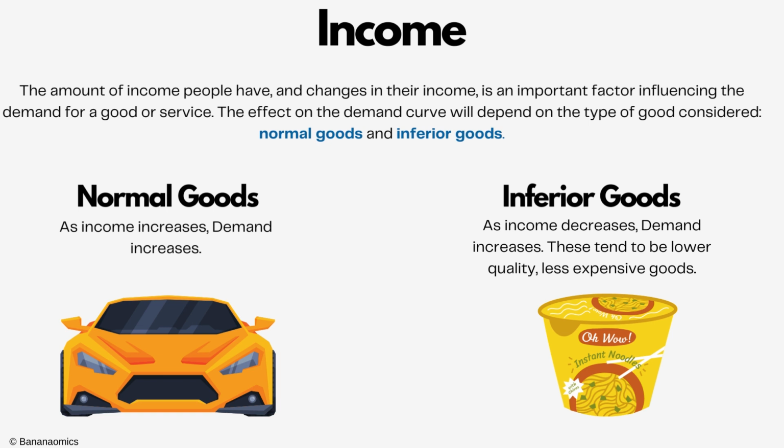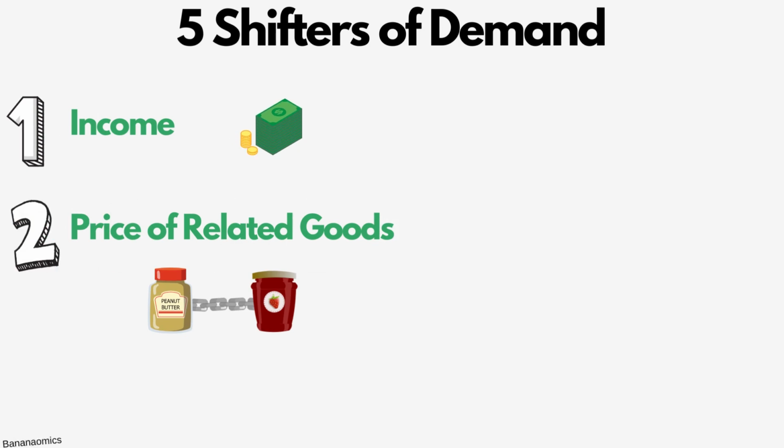The other type of good we need to discuss is inferior goods. Inferior goods are demanded more as income decreases. These goods are typically lower quality, and consumers usually purchase them to save money. An example of inferior goods are used clothing or a cup of ramen noodles from a gas station.